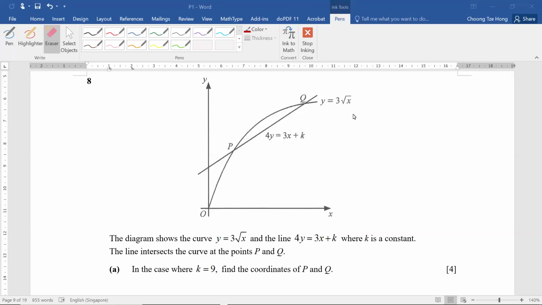Hi students, in this video I'll be going through the 2022 GC O-Level Additional Mathematics Paper 1 question A. Alright, so let's read the question.